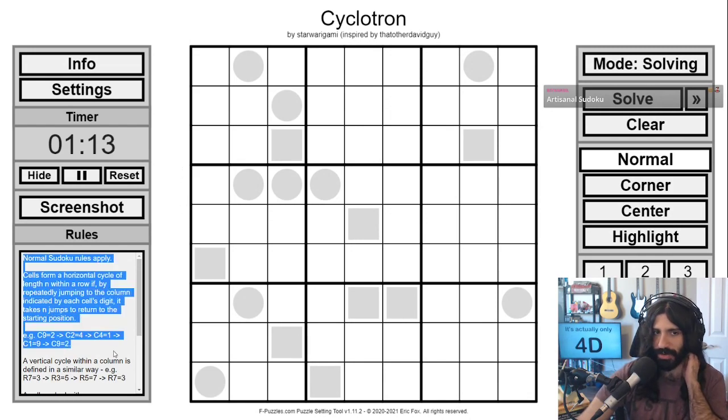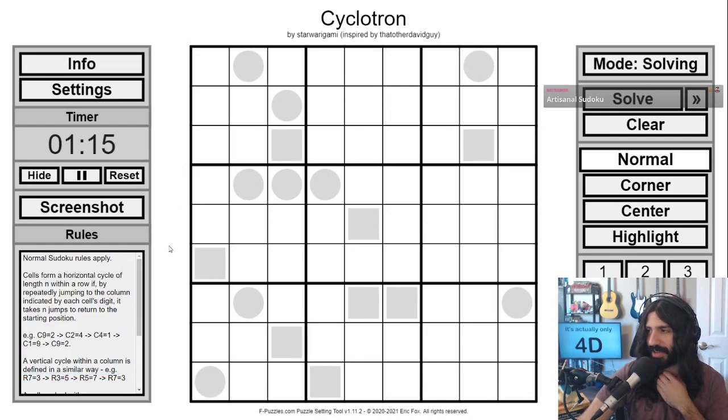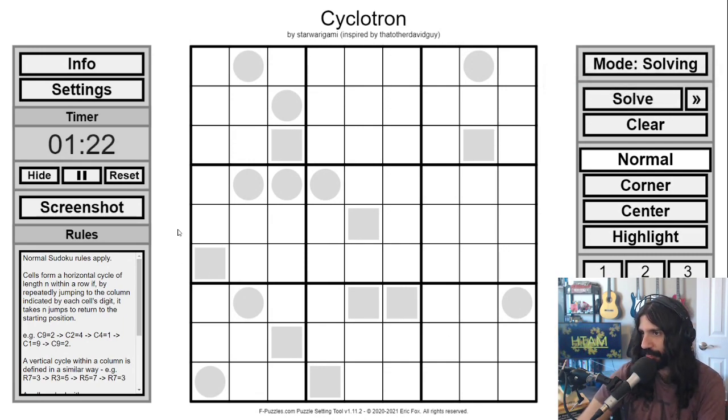Okay, so let's try and read the rules, and then David in the chat, please help clarify so that we understand what's going on, in case of confusion. Normal Sudoku rules apply. We can do normal Sudoku.